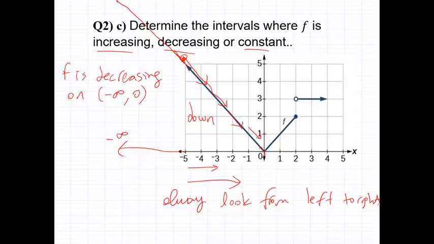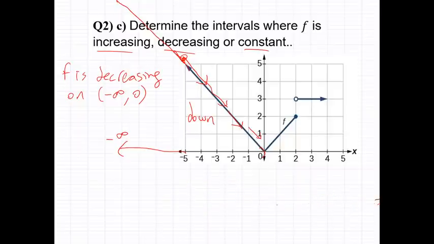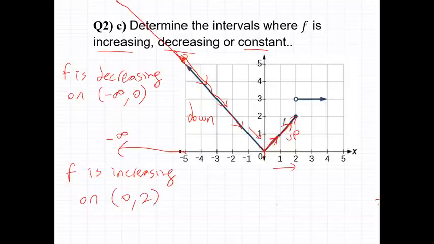And the other one will be on this part. If you go this way, the points on the graph, if you move on the graph, you will go up. So this is going up, and you say f is increasing on 0 to 2.